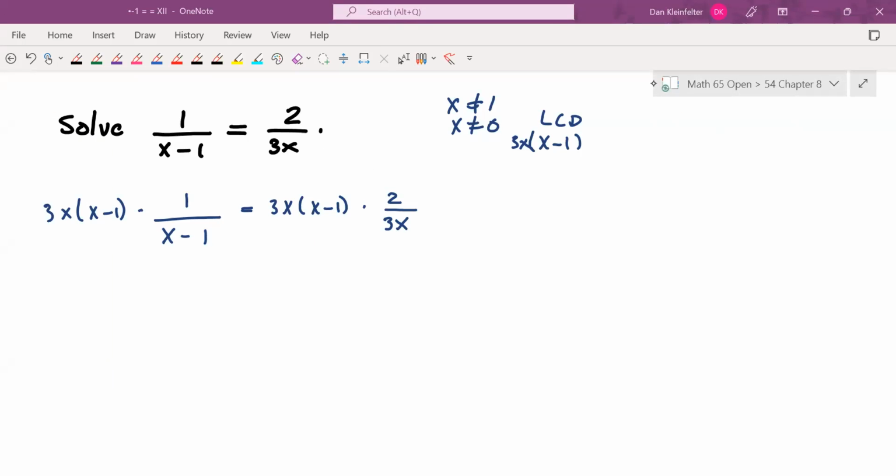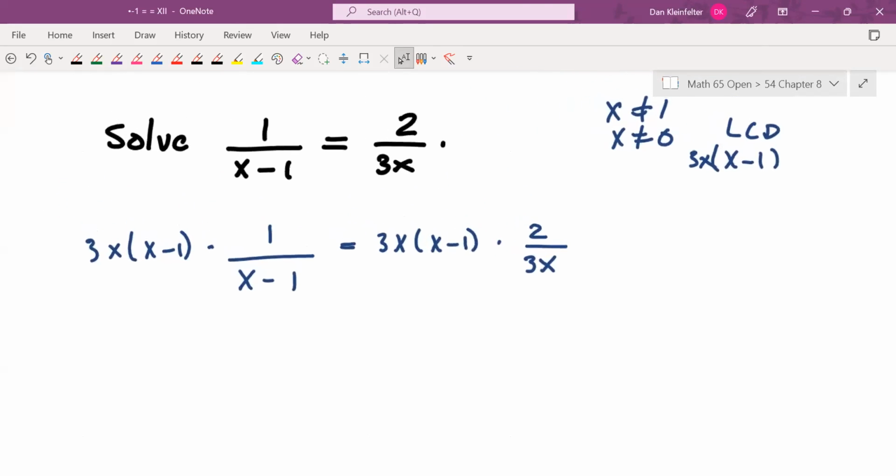All right, so taking a look at the equation, I can see that x can't be 1 because then that would make the denominator on the left side 0, and x can't be 0 because that would make the denominator on the right 0. And so those are our two exclusions. The LCD for the denominators we have is going to be 3x(x - 1). So I've started out multiplying both sides by 3x(x - 1).